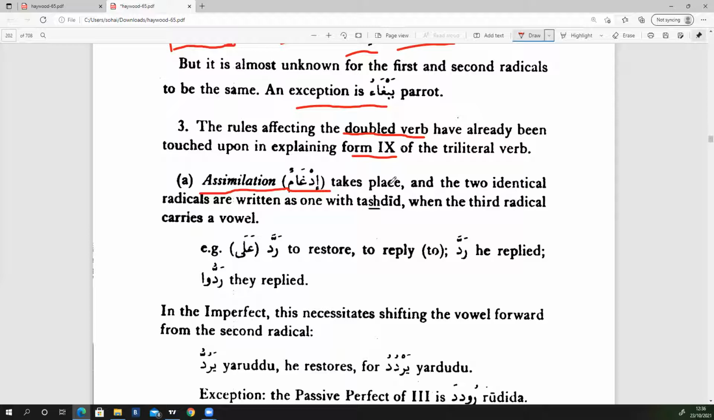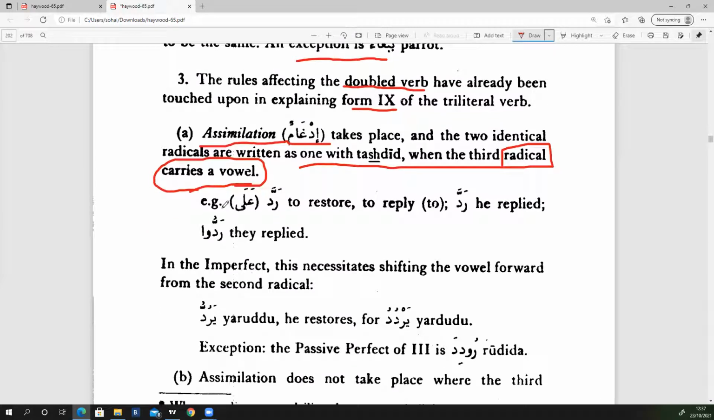It takes place when the two identical radicals are written as one with tashdid, shadda, when the third radical carries a vowel. So the key here is, when the third radical, the third root letter, has a vowel, a haraka, then we use shadda. And when the third radical letter has sukoon, we don't use shadda. For example, the verb it gives you, radda ala, means to restore, to reply to. If I say radaddu alayki, I replied to you.